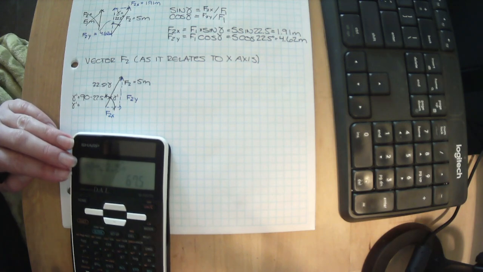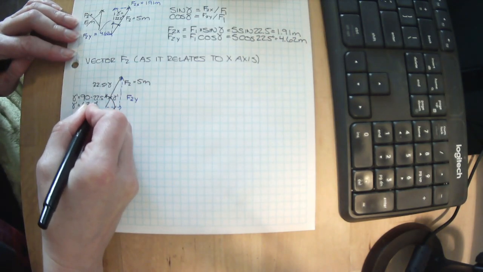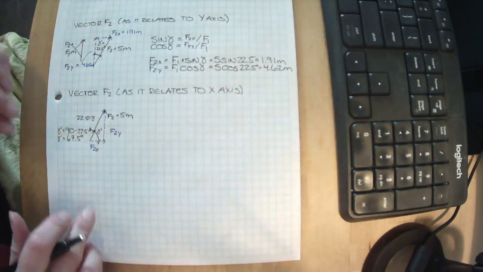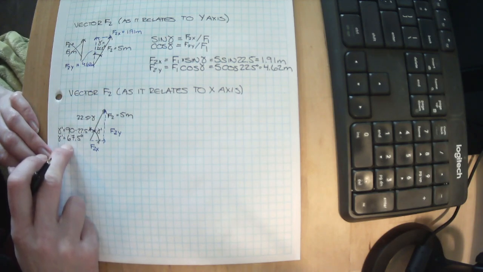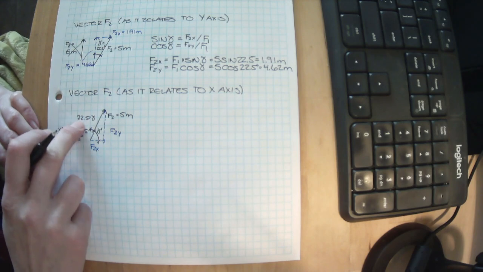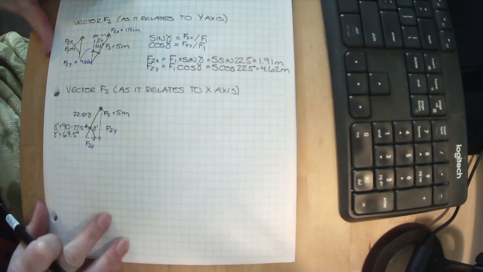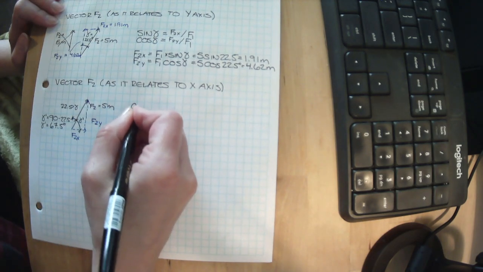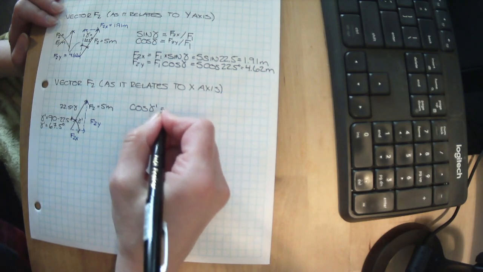Minus 22.5, we're left with 67.5 degrees. So now I can just talk about this relative to the x-axis. I'm going to use my new angle, but it is directly related to the fact that this was given to us from the y-axis.